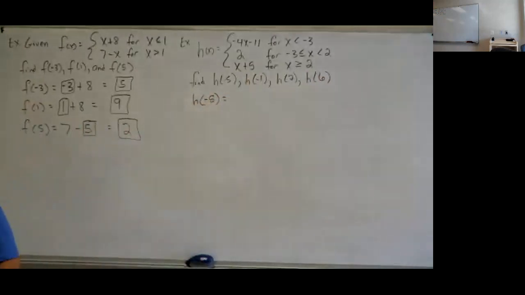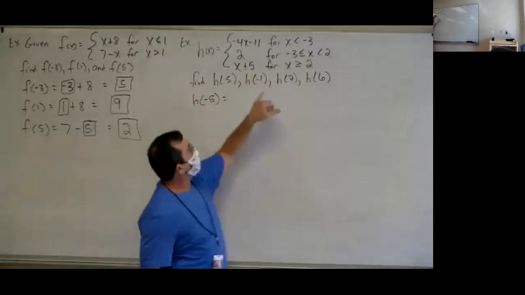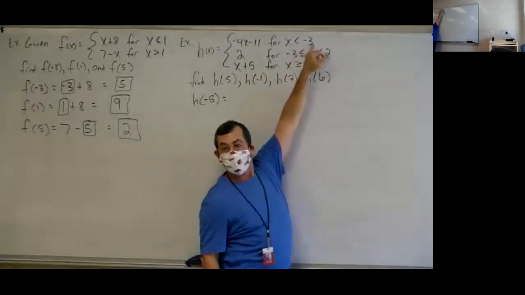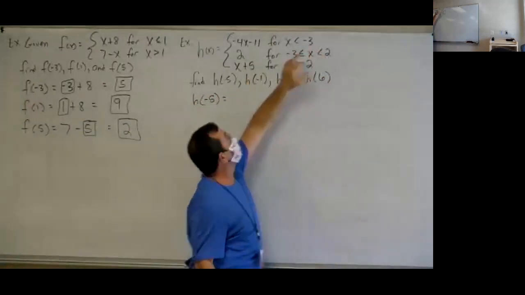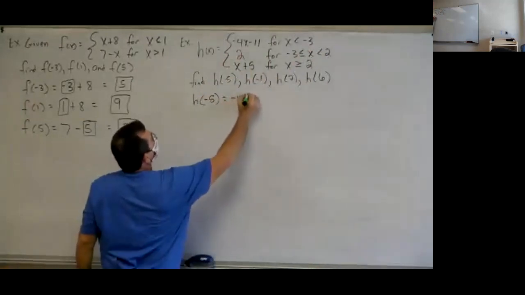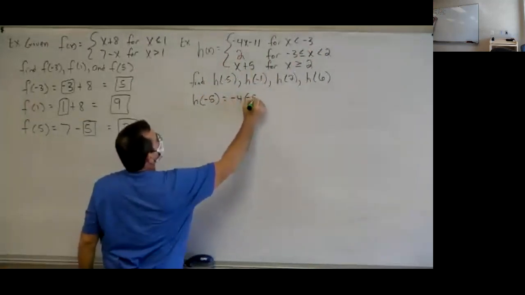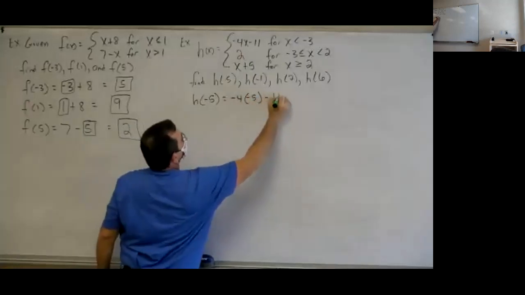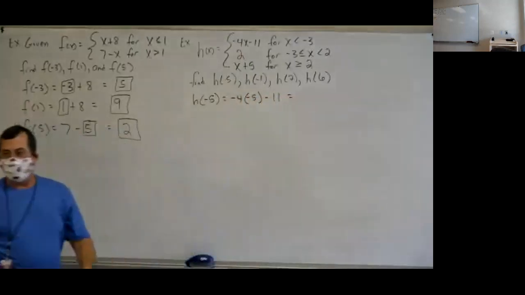I got 3 equations. So do I want the top one, the middle one, or the bottom one? What you got to ask yourself is, is -5 less than -3? Yeah, definitely. So we're going to use the top equation. So this will be -4 times x, which is -5, minus 11.